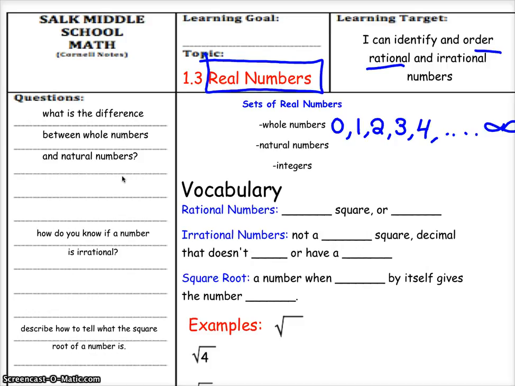Natural numbers, again, try to think logically. Naturally, how do you naturally count? Everybody count right now. 1, 2, 3, 4, 5, 6. Beautiful. So you naturally start with 1, don't you? So 1, 2, 3, 4, all the way to infinity.